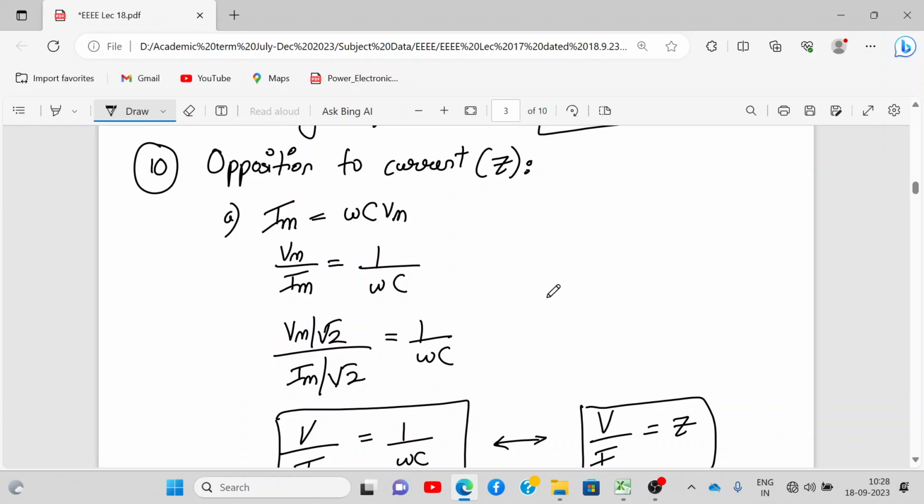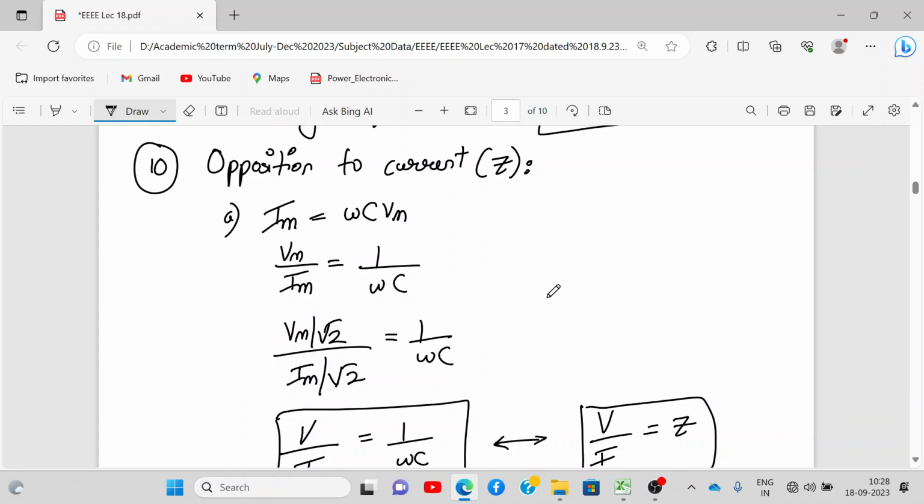Im is omega C Vm. So Vm upon Im is 1 upon omega C. We divide numerator and denominator by root 2. So V upon I will be 1 upon omega C. That means impedance will be 1 upon omega C. And what is opposition by a capacitor to the current given by? Capacitive reactance.